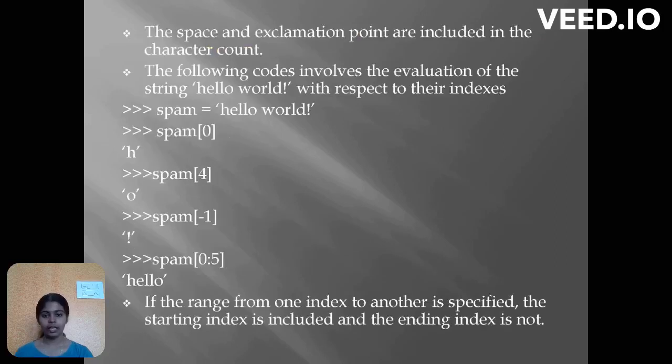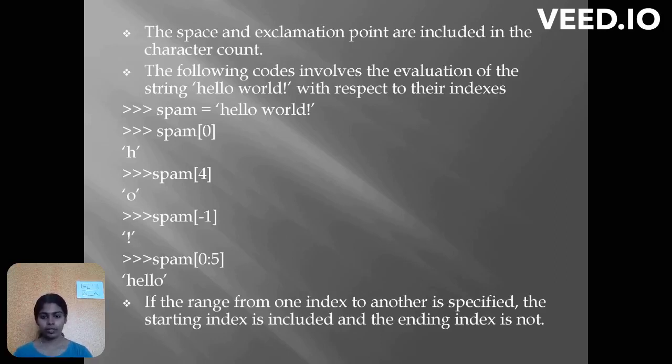So moving on to that, the space and exclamation point are included in the character count. The following code involves the evaluation of the string "Hello world!", which has both a space and an exclamation mark in it, with respect to their indexes. So let us assign this string to a variable, spam.